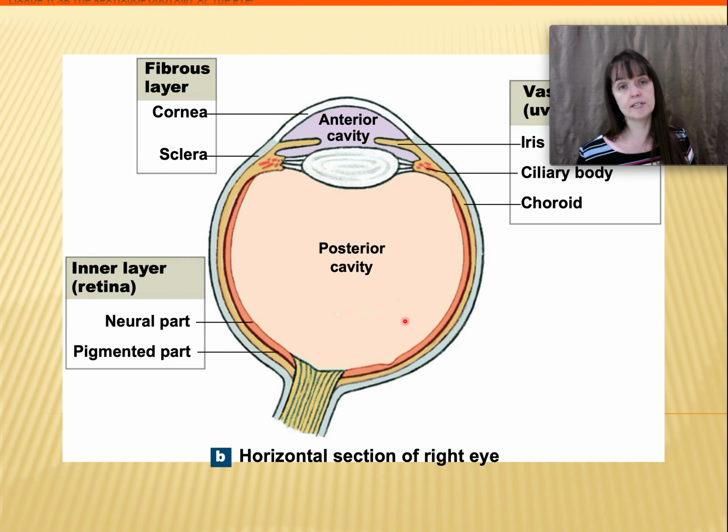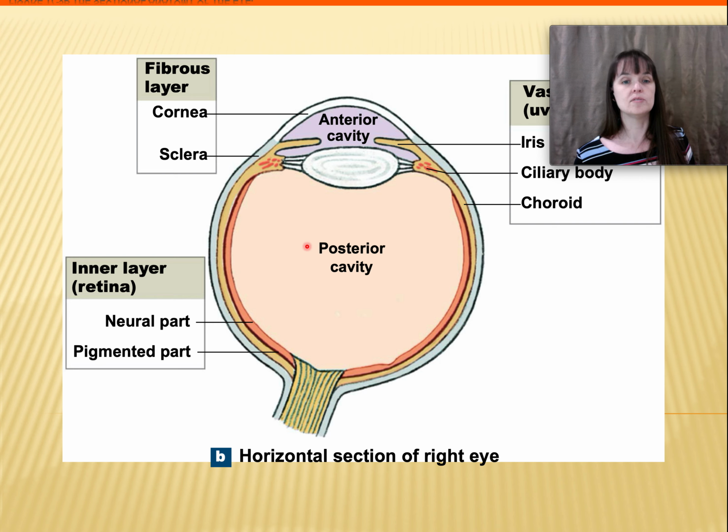So in the posterior cavity is the vitreous body. It helps to stabilize the shape of the eye. Again, it holds the neural part to the pigmented part. They're actually not connected. It's the pressure of both the aqueous humor and the vitreous humor in the eyeball that keeps the eyeball literally inflated and keeps the retina in place.